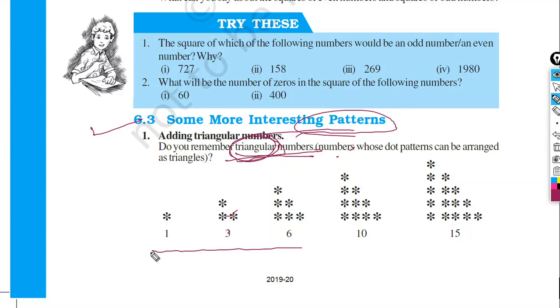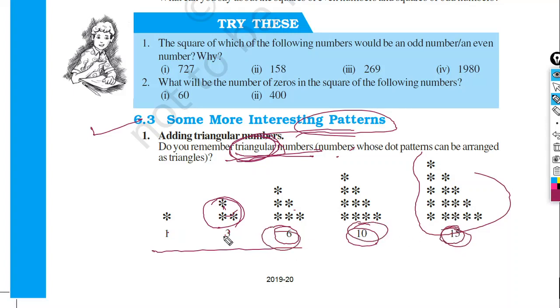Okay, let's see what the numbers are. 1, then 3. You can see we have arranged 3 in a very nice triangular form. Now 6 is also there, and it can be arranged in a triangle. So 6, 10, 15. You can see 15: 1, 2, 3, 4, 5, 6, 7, 8, 9, 10, 11, 12, 13, 14 and 15. So there are 15 stars. That means we can say 15, 10, 6, 3, 1 are triangular numbers.